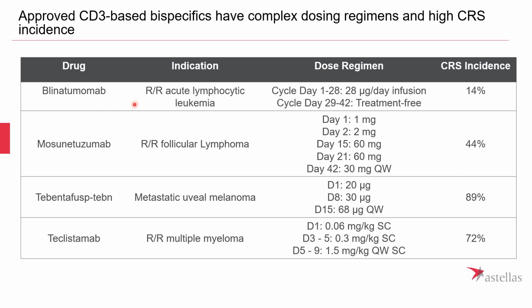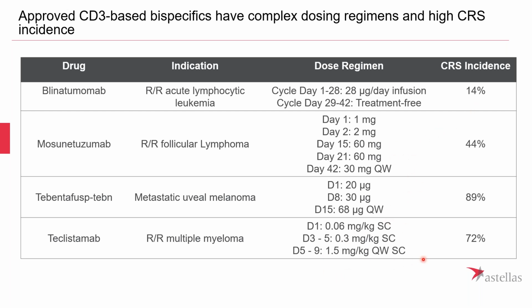So blinatumomab, for example, this is a CD3 bispecific for treating RR acute lymphocytic leukemia. So this drug is given through basically a continuous infusion pump over 28 days, and then there's a period where you are treatment free. So this blinatumomab bispecific has a completely different dose regimen than the other 3 on this slide. This is the only one that's given sort of continuous infusion followed by a non-treatment window. And we do see that while it has the lowest CRS incidence across these 4 compounds, it still has CRS. There are still patients that are experiencing this.